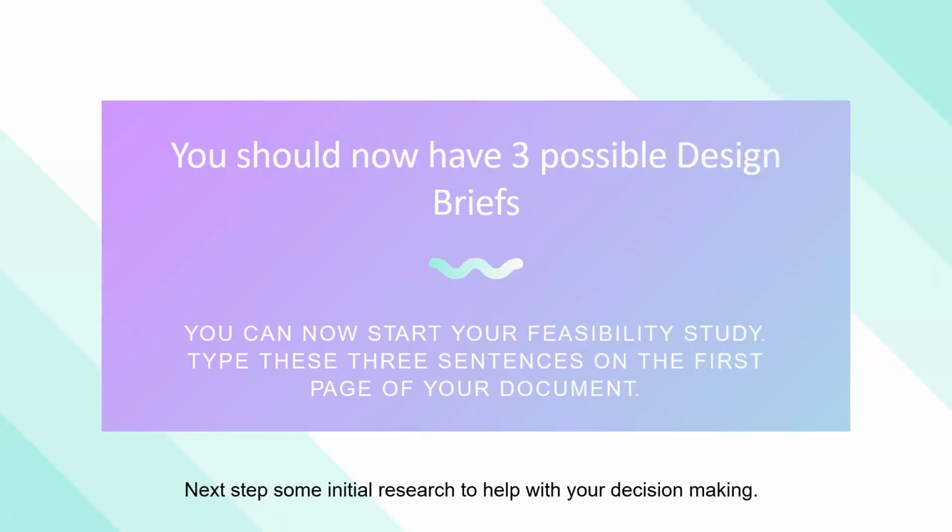At the end of this process, you should have 3 possible design briefs. Now, this is when you can start your feasibility study. Type these 3 sentences onto the first page of your feasibility study document. Then your next step will be some initial research to help with your decision making.